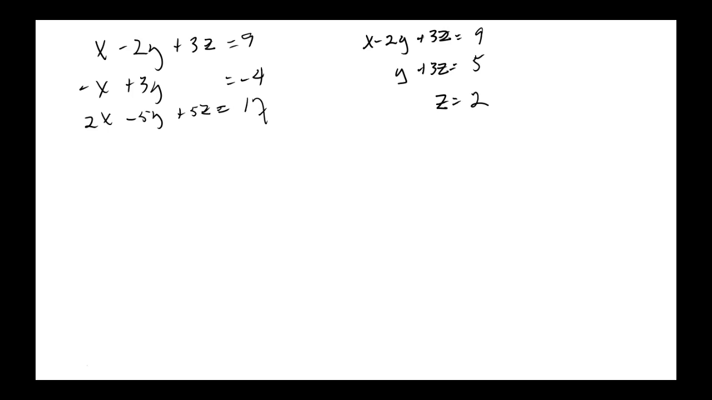Okay? The system on the right is easier to solve. And this system is given a name. That name is row echelon form.